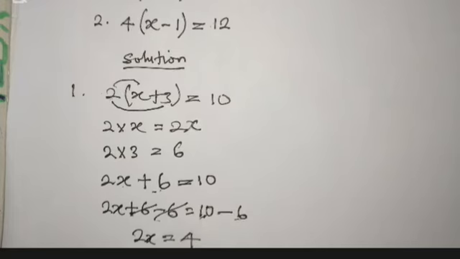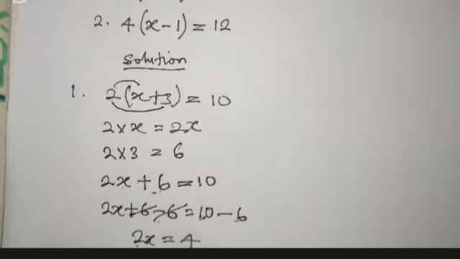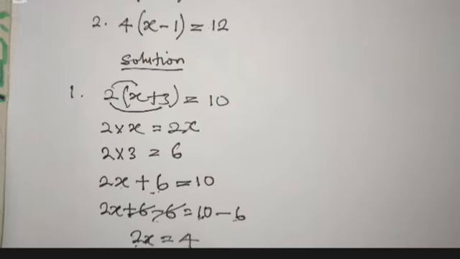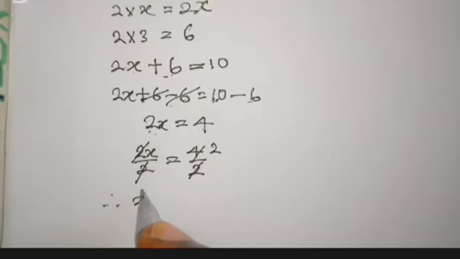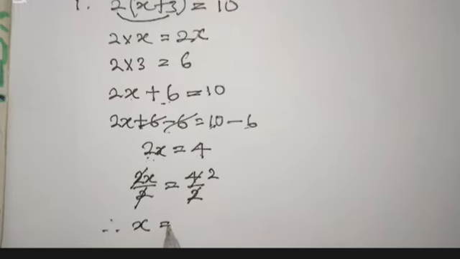which is 4. For us to find x, we are going to remove 2 from x by dividing both sides of the equation by 2, which is the coefficient of x. That is, we're going to have 2x divided by 2 equals 4 divided by 2. Therefore, x equals 2.